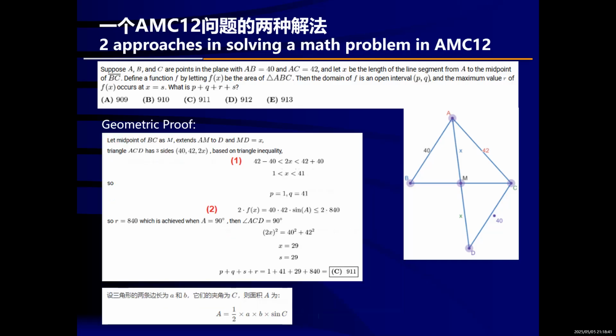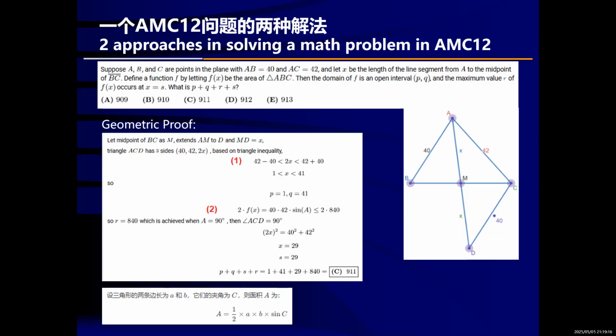Now, let's look at the red number 2. Can anyone tell me why? Is this obvious? Yes, it is. Remember, the formula for the area of a triangle is equal to half of the product of its two sides times the sine of the angle in between, right? See the formula at the bottom of the screen. That's why we have the red number 2.